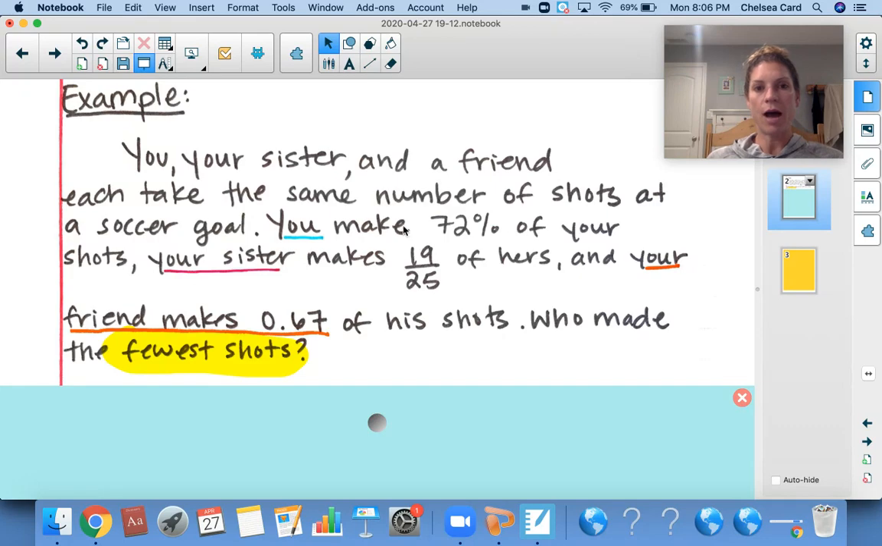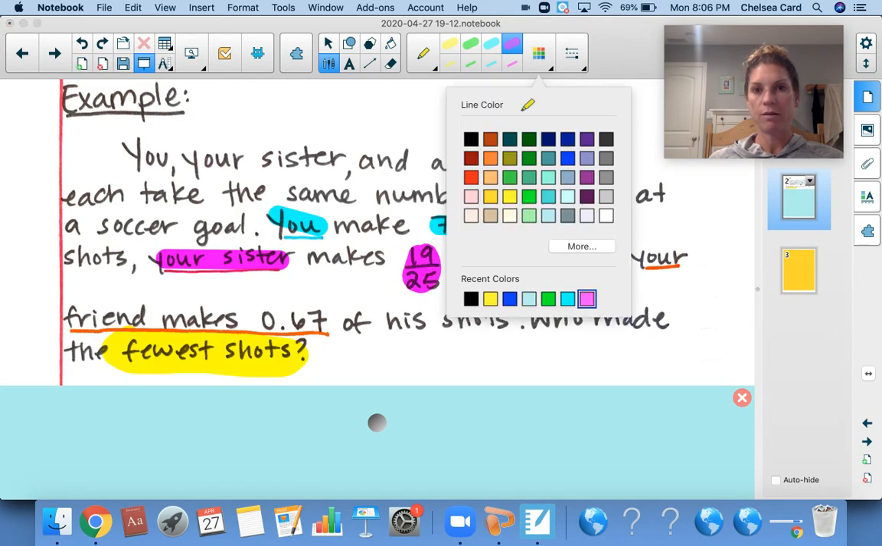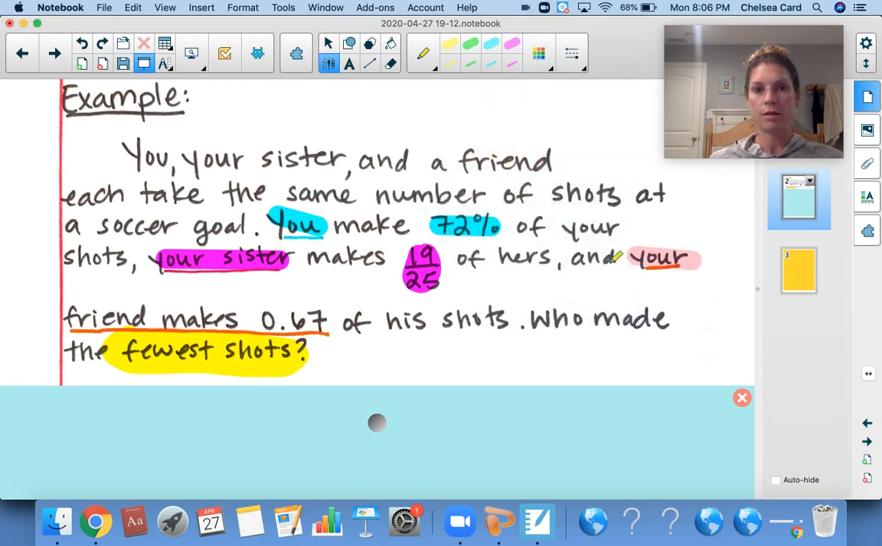Okay, so what I need to do is look at conversions. Let's get fancy. So you make 72%. Here's your sister. She's making 19 out of 25. We'll go pink. And your friend is making 67 hundredths.